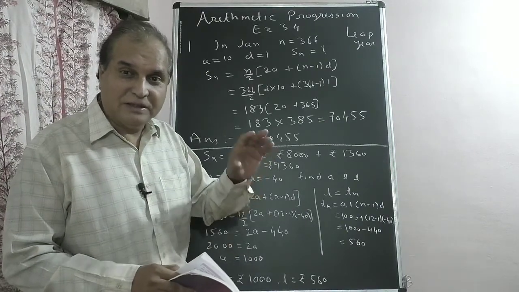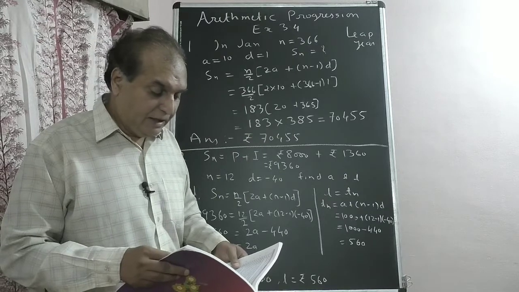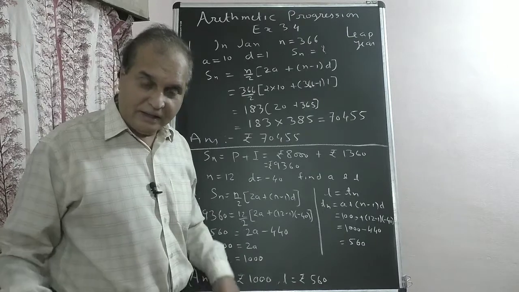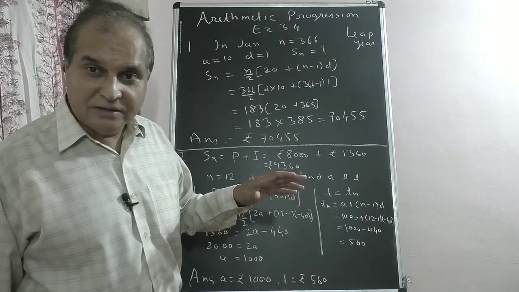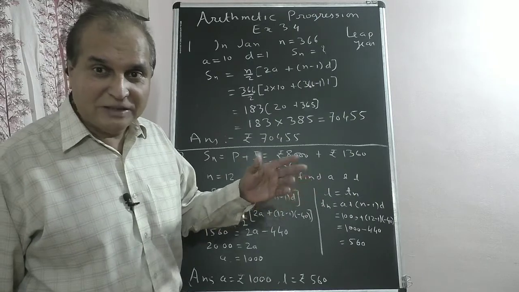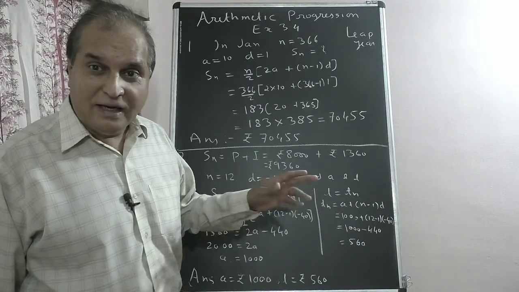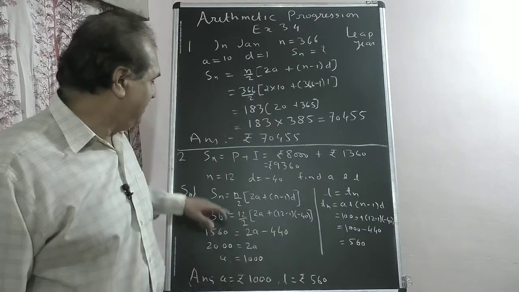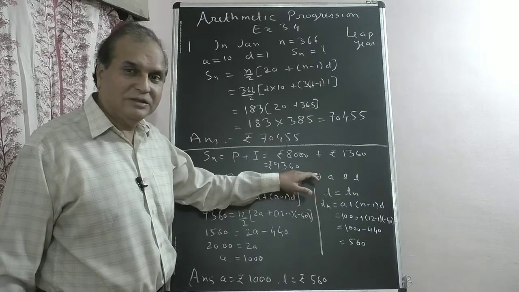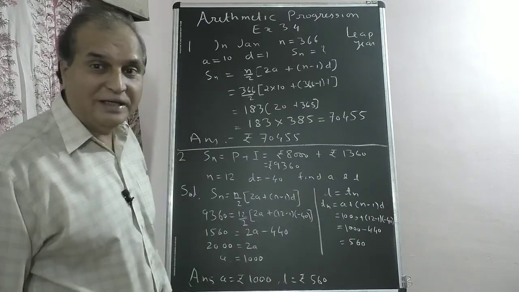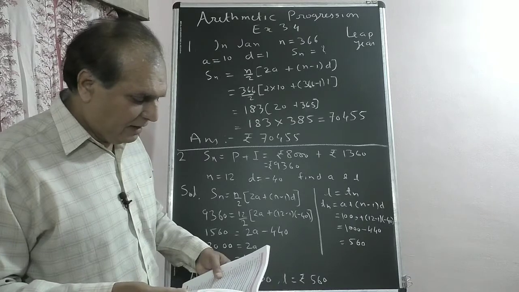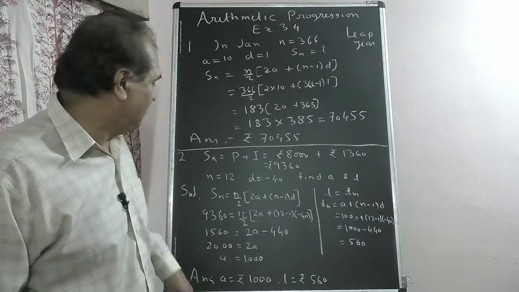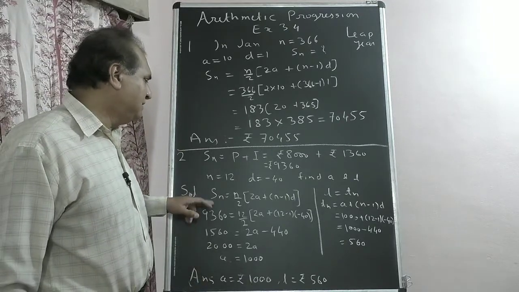Every month he wants to repay some amount. Each installment being less than the preceding one by rupees 40. So if the first month he gives rupees 100, next month will be 60. Less by 40. It means d is minus 40. Understanding? a and l, the first installment and last installment you have to find out. Each installment being less than the preceding one by rupees 40, find the amount of first and last installment. So n equal to 12.